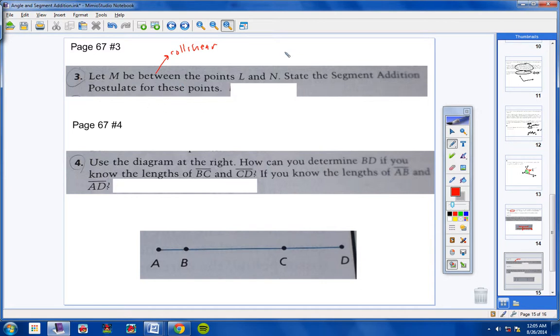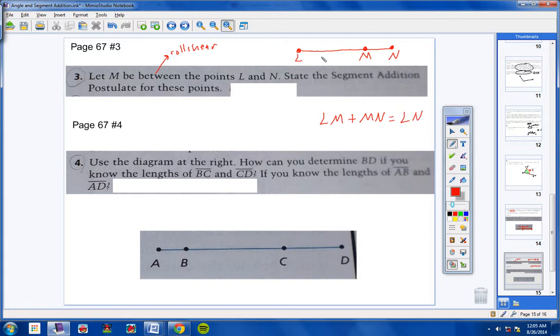Okay, this is easy. Let M be between L and N. So here's my line. Here's L. Here's N. And M is between them. Now they want us to state the segment addition postulate. Well, sure. Would it not be LM plus MN equals the entire segment LN?